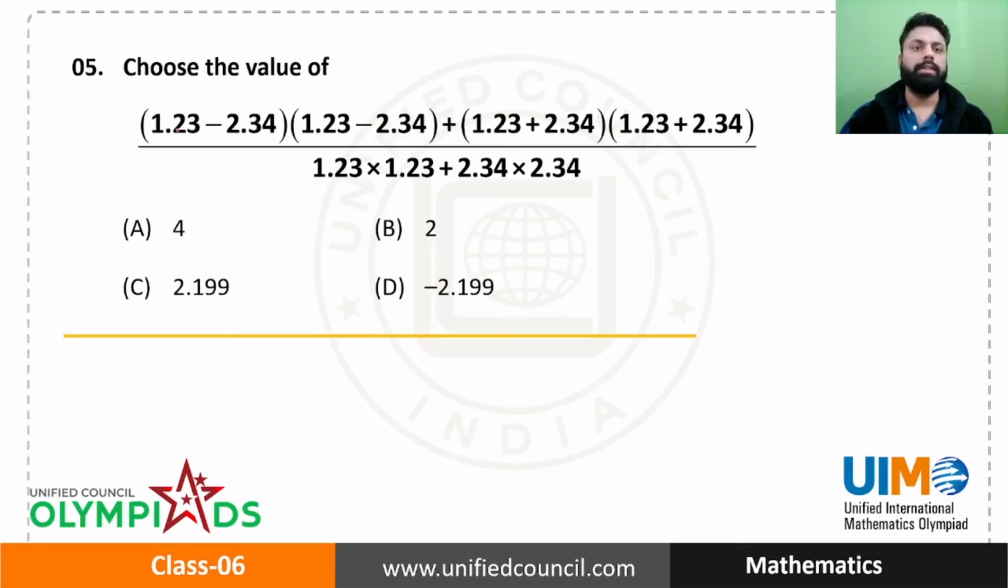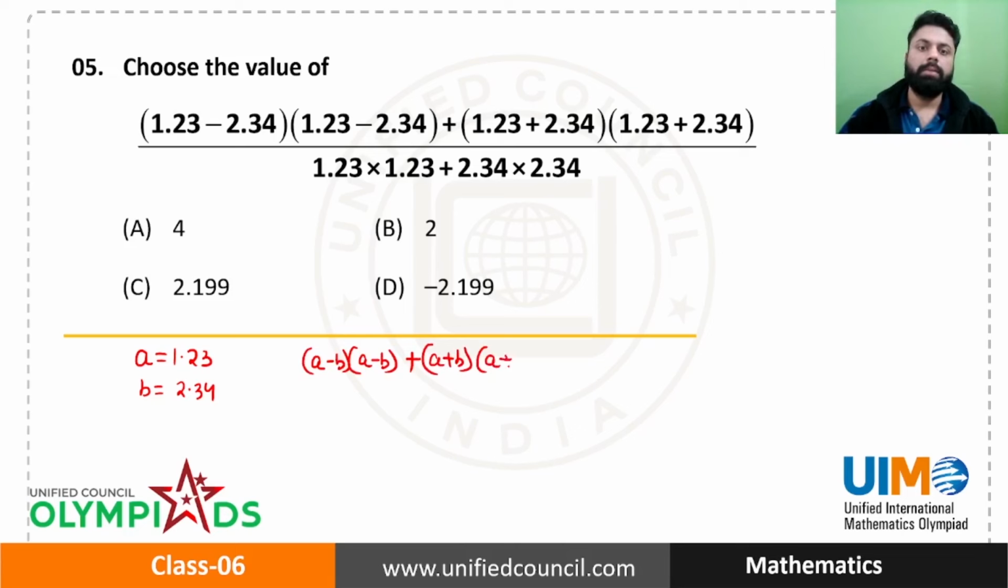Choose the value of this. This is 1.23 minus 2.34 and 1.23 minus 2.34 plus 1.23 plus 2.34 multiplied by 1.23 plus 2.34. See, if we assume that A is equal to 1.23, B is equal to 2.34, so this is A minus B multiplied by A minus B plus A plus B multiplied by A plus B divided by A square plus B square.